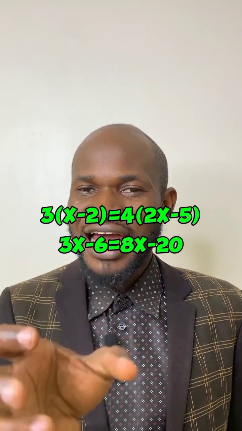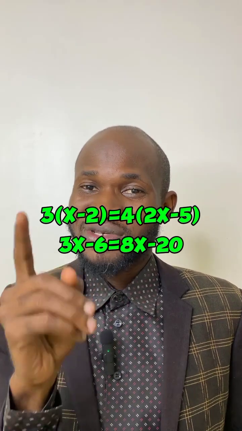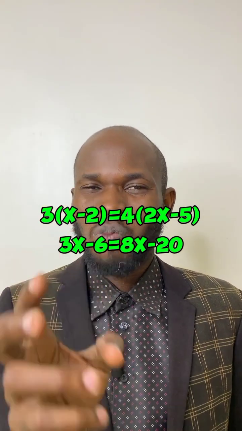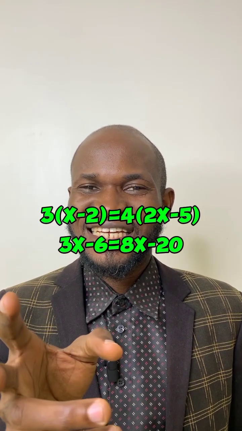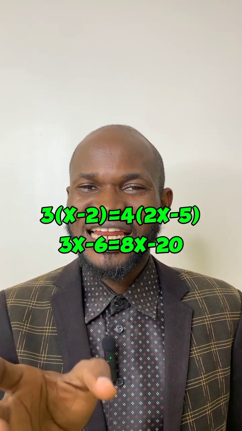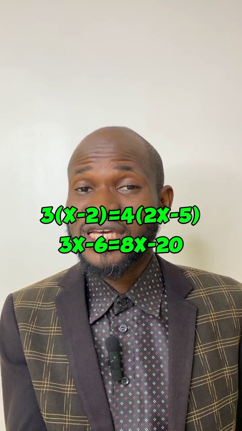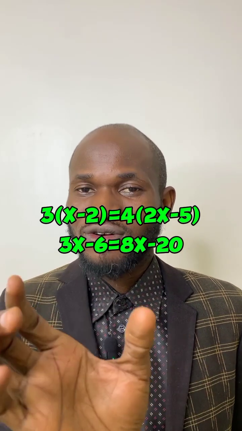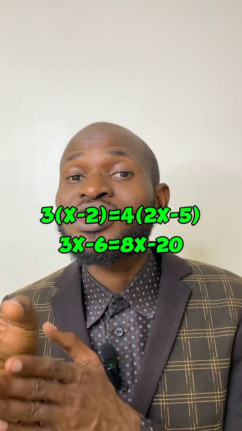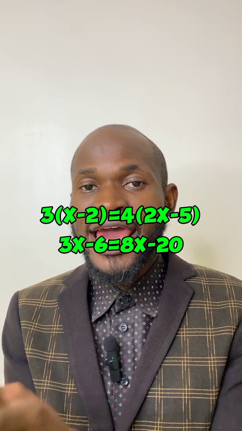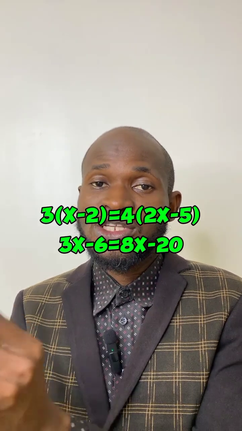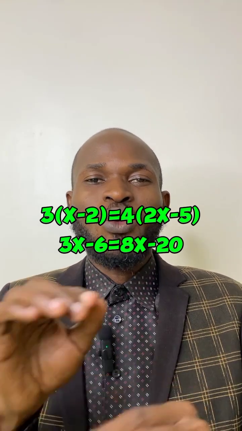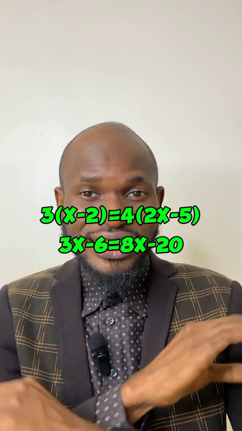Plus 6. Now, at this point, your 8x will leave the right hand side and cross over to the left hand side, and it will automatically change to minus 8x. Sorry, it was plus 8 at the right hand side, so it changes to minus 8 at the left hand side. I'm sorry about that. It was positive 8x at the right hand side. So if you're crossing over to the left hand side, it's now going to be negative 8x.